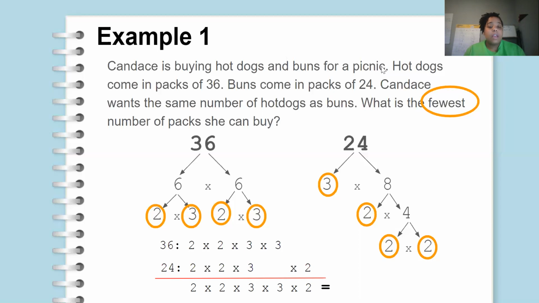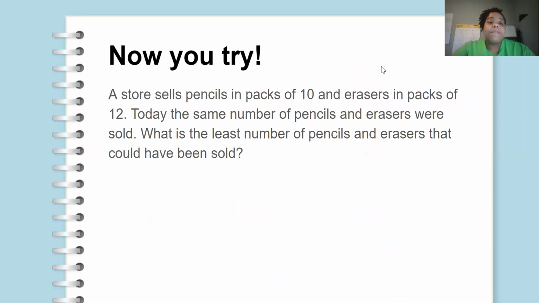Well, I know 2 times 2 is 4. 4 times 3 is 12. 12 times 3 is 36. And 36 times 2 gives me an LCM of 72. Now it's time for you to try. A store sells pencils in packs of 10, erasers in packs of 12. Today, the same number of pencils and erasers were sold. What is the least number of pencils and erasers that the store could have sold?